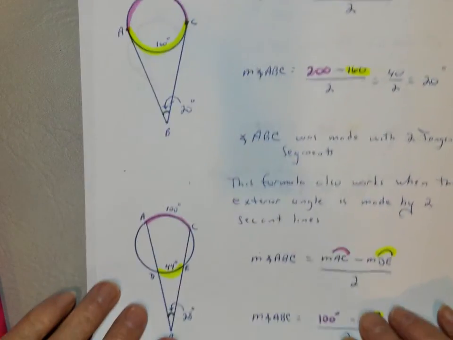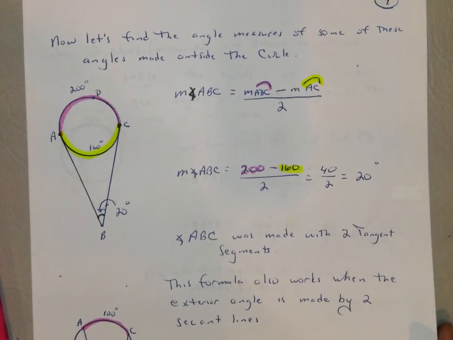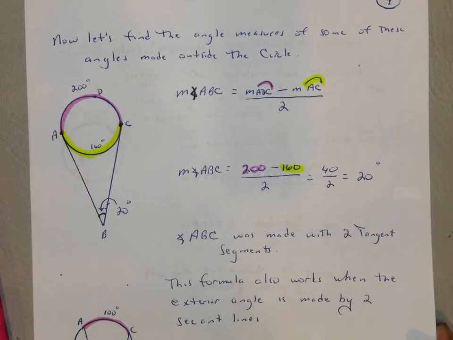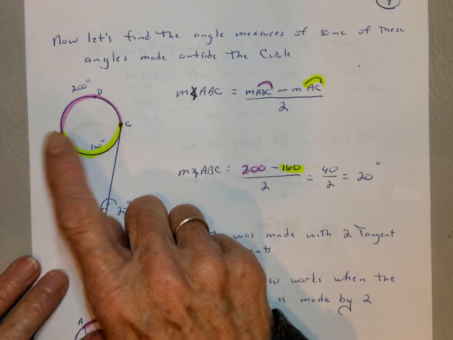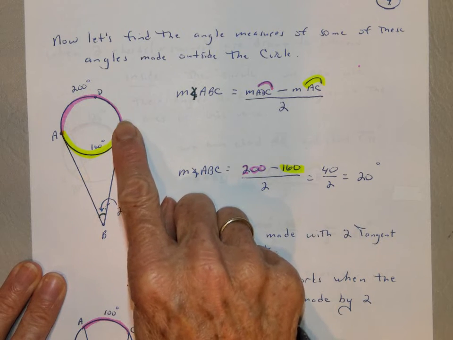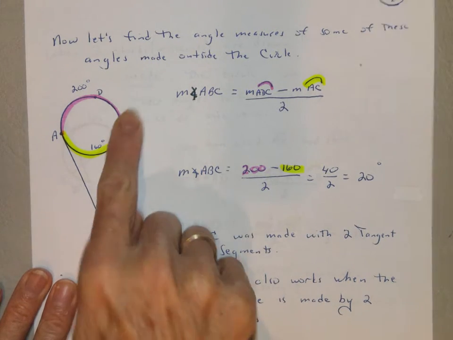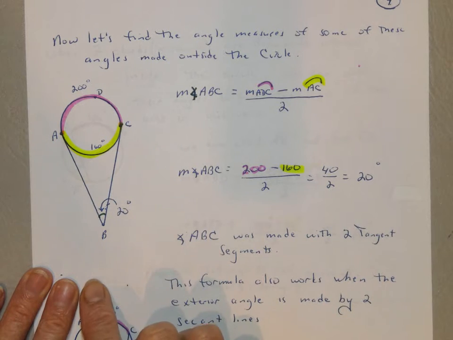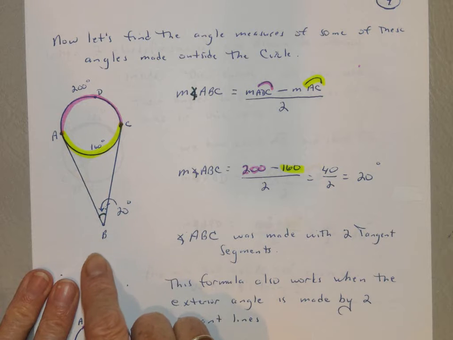Let's find the angle measure of some angles made outside the circle. Okay? Now, here we have an arc ADC and we have an arc AC. Now, there is a point outside the circle and they're made with 2 tangent lines. Now, how do I find the measure of angle ABC? All right, let's see how we do that.